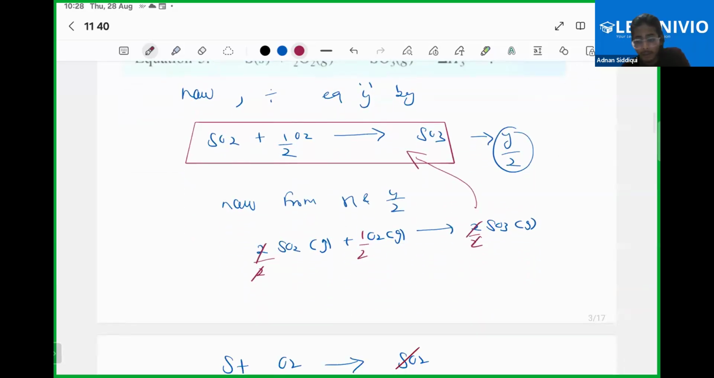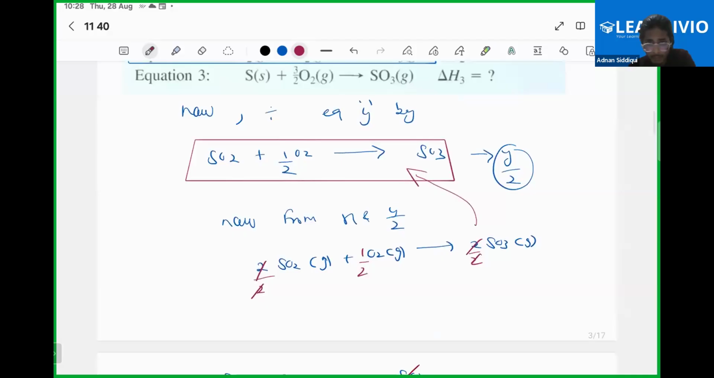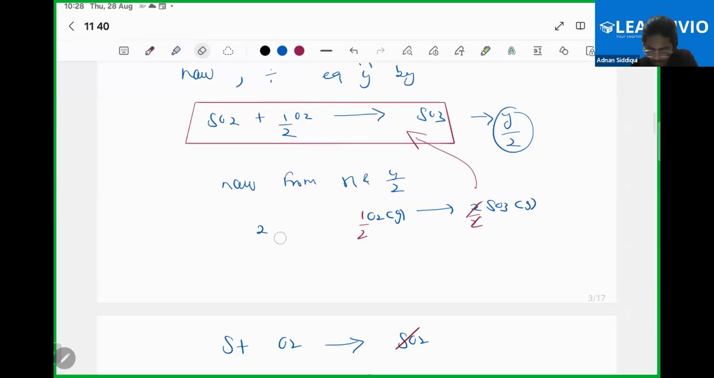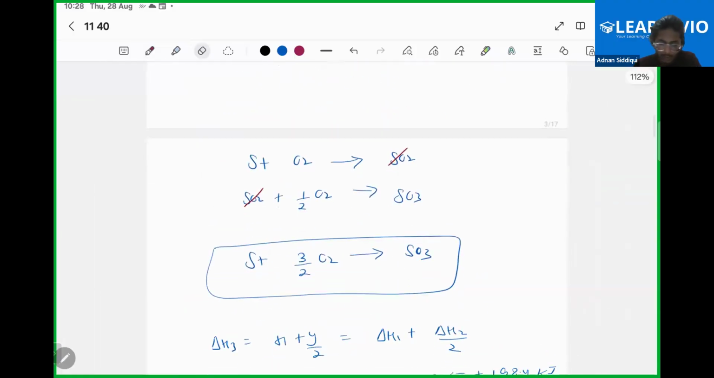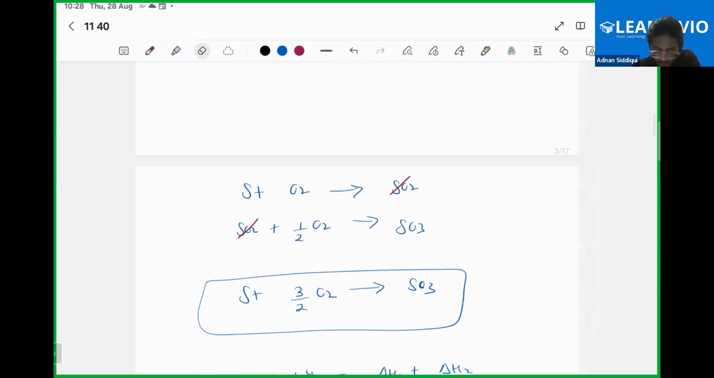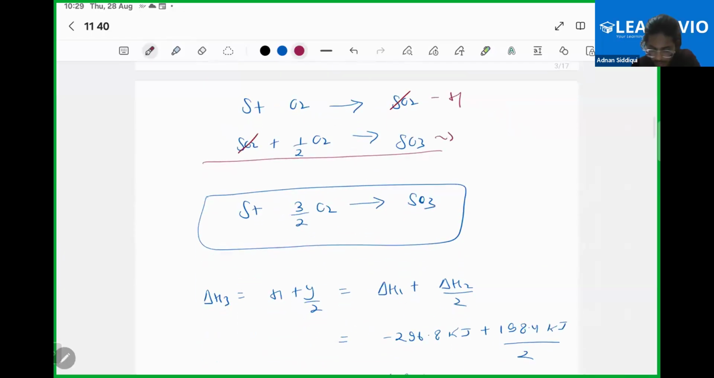Now from x and y by 2, from this x equation and the new equation that you have derived, the y by 2 equation, what are you going to do? You are going to use them. Basically, you are going to subtract them. Suppose this is your equation x and this is your equation y by 2.